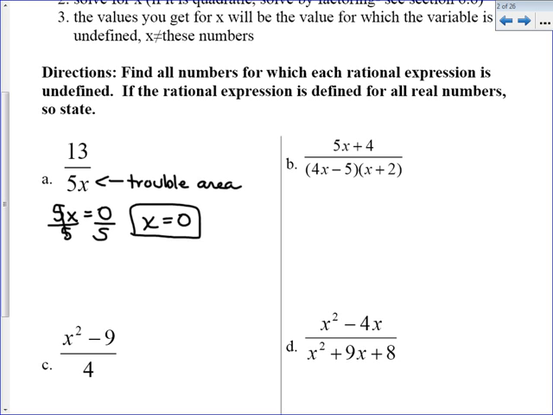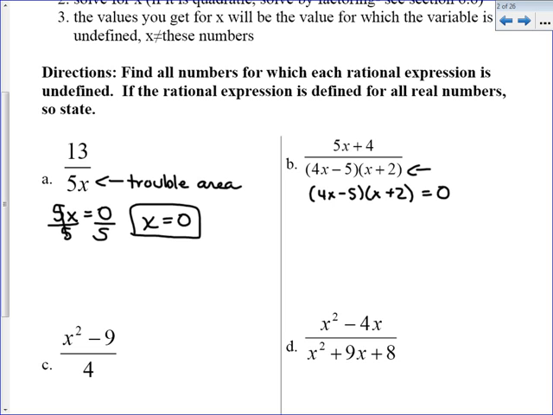So for B, I have 5x plus 4 over (4x minus 5)(x plus 2). I want to know when that fraction's undefined. Cities implode, houses implode, when something happens to the denominator. This is undefined when your denominator equals 0. It's always the denominator. I never care about the numerator, ever.